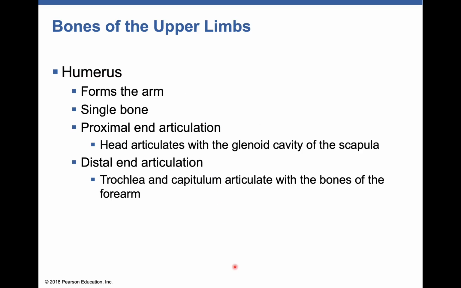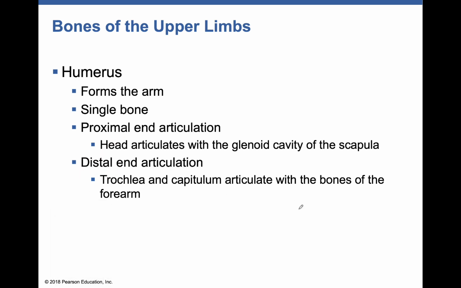So we looked at the scapula and we saw that the head of the humerus binds into the glenoid cavity of the scapula. So the humerus itself is the first bone of the arm. It is a single bone. There's not any other bones that run alongside it. And it has two ends, a proximal end and a distal end. Remember, the word proximal means closer to the core of your body. Distal means more distant, away.